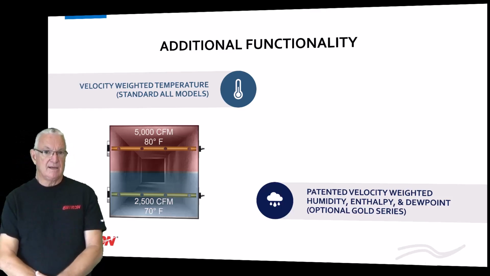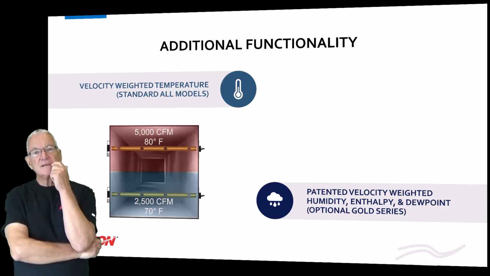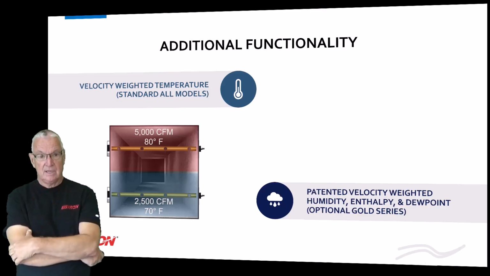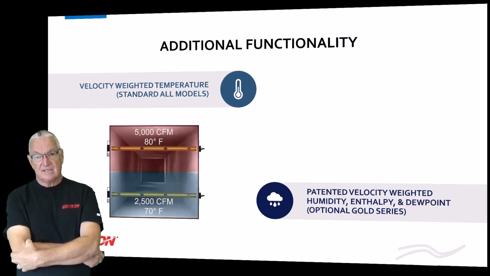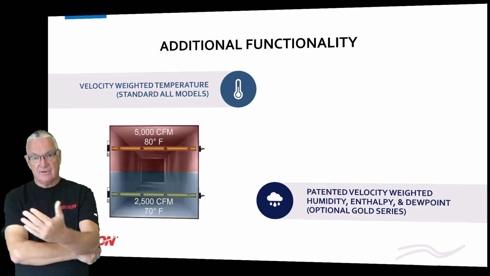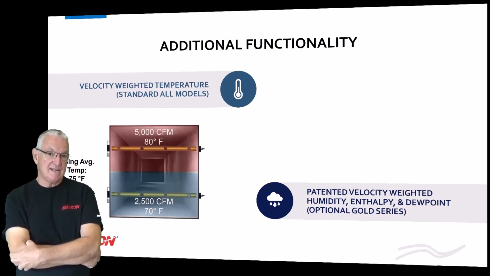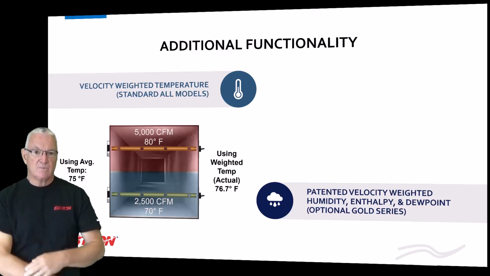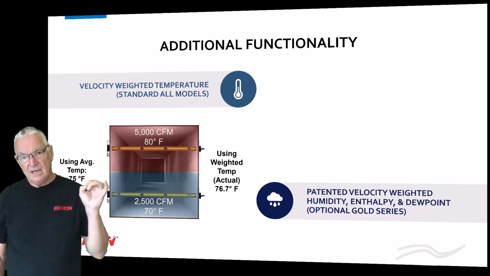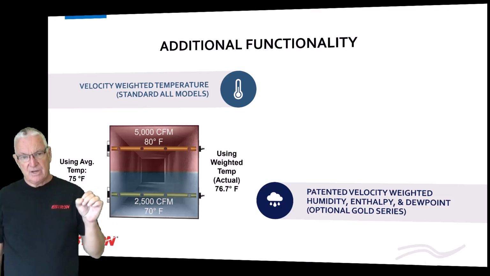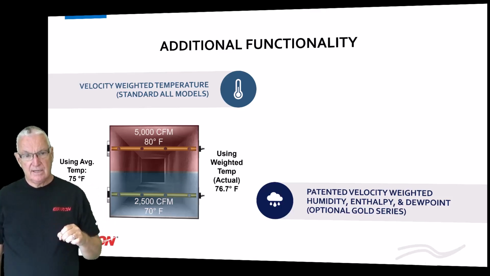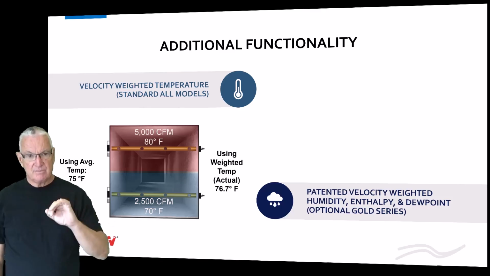We have velocity weighted temperature. If you look there at the left, it's a very simplified way to look at it, but if I have air flowing at 5,000 CFM at 80 degrees and 2,500 CFM at 70 degrees in the bottom of the duct, you can't just take the average temperature. The average temperature would be 75. It's not 75. I have twice as much air moving at 80. It's really 76.7. Well, we weight the temperature at each flow measurement point by the flow.